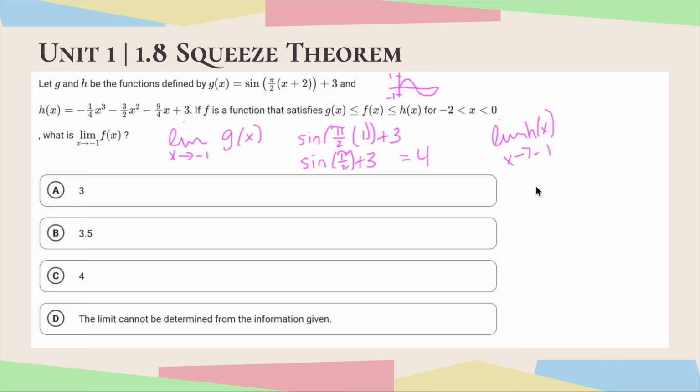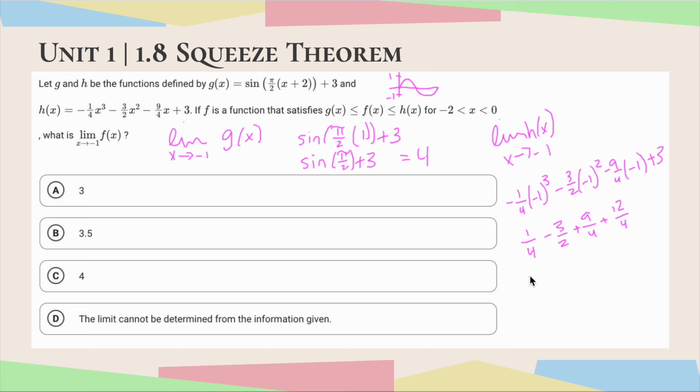So again, I'm going to use direct substitution here. So -1/4 times -1 cubed minus 3 over 2 times -1 squared minus 9 over 4 times -1 plus 3. Okay, so this is going to give me a positive 1/4. This is going to give me a -3 over 2. This is going to give me a plus 9 over 4, and then a plus 3, but I'm going to get a common denominator, so I'm going to rewrite that as 12 over 4.